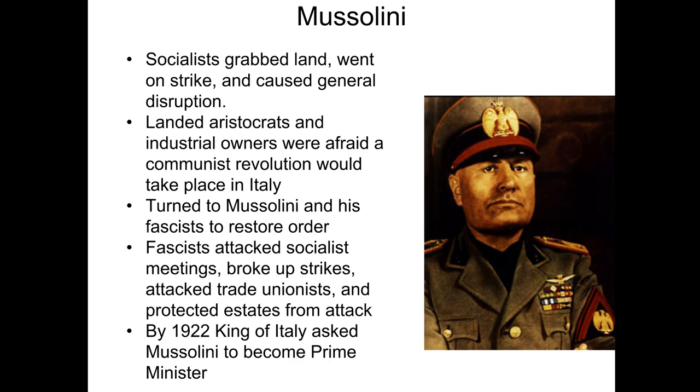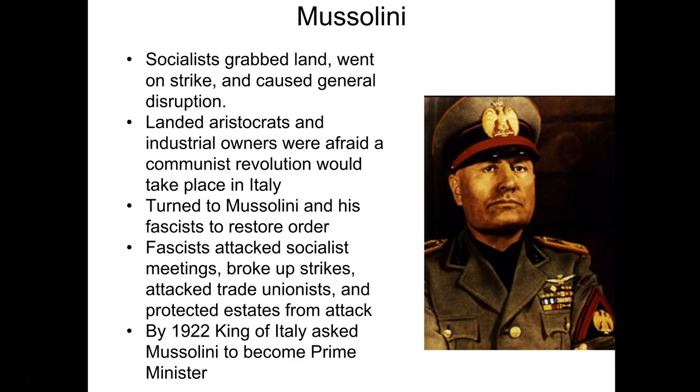As this is going on, you see this turmoil in Italy reaches its tipping point. Socialists seize land from the wealthy landowners. They go on strike, and they're causing general disruption throughout all of Italy. And the landed aristocrats and the factory owners and the wealthy were fearful that Italy would become a breeding ground for a communist revolution like what they had seen in Russia. And so they were really afraid of that, and they were seeing that play out in their eyes, right? Their land was being taken from them by these roving bands of socialists.